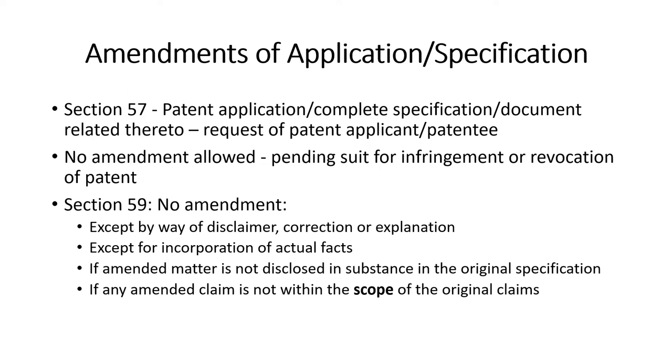Additionally, Section 57 subsection 1 provides that no amendment would be allowed if the amendment is sought in a patent where there is a pending suit for infringement or revocation of patent. In addition, Section 57 subsection 5 provides that by way of Section 57 you can also amend the priority date of a particular claim by providing relevant support in that respect.